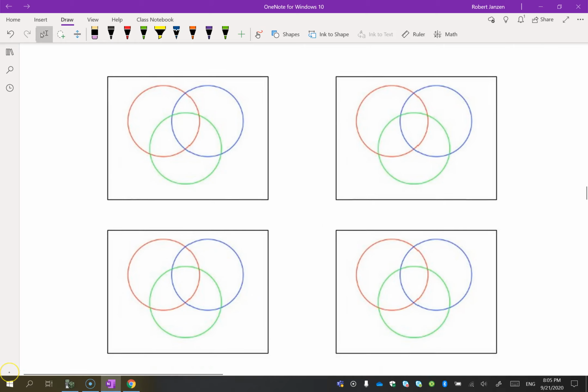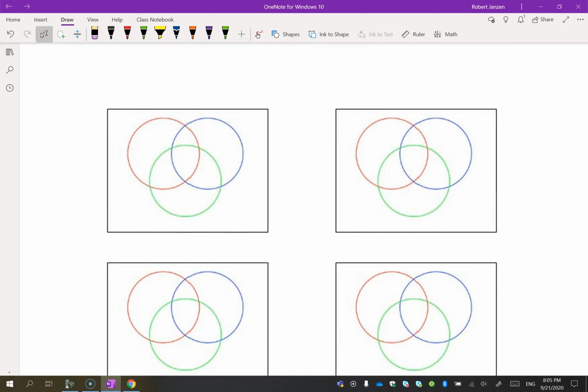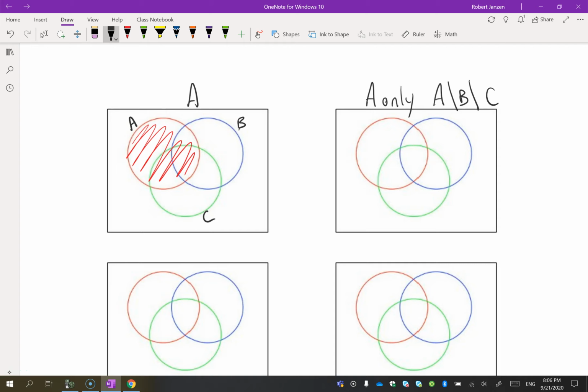Before we start the next lesson, let's try a few of these Venn diagrams. We're going to call this A, this set B, and this set C. Shade where set A would be. Okay, so that would be here. Let's shade A only. Now A only could be written as A, not B, not C.